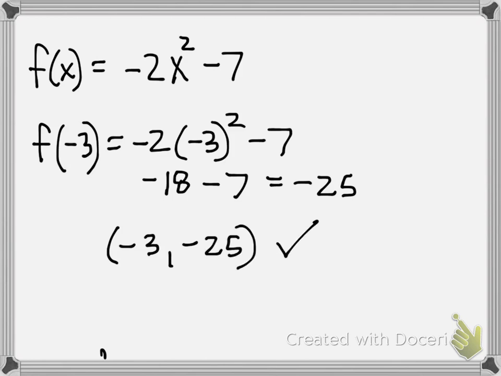Okay, that's it. This is evaluating a function. f of negative 3. You just, instead of x, you substitute. You put the negative 3 where the x is, and you get a value for y. f of x, we think about it as y.